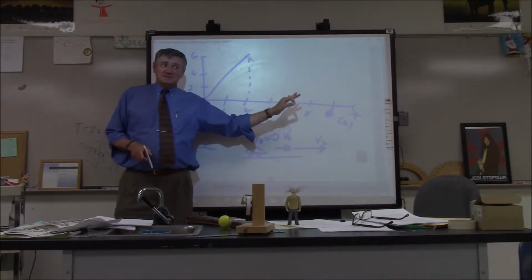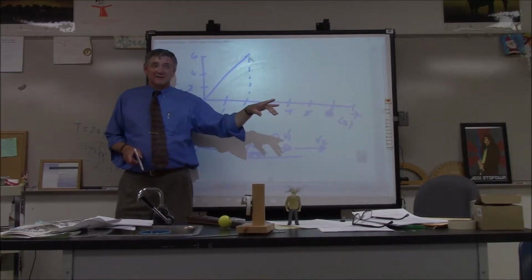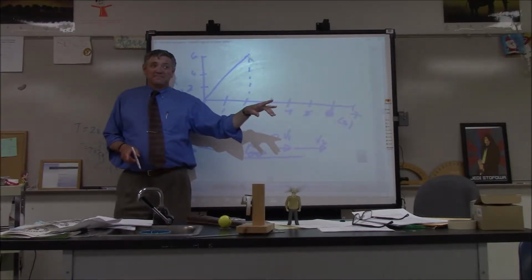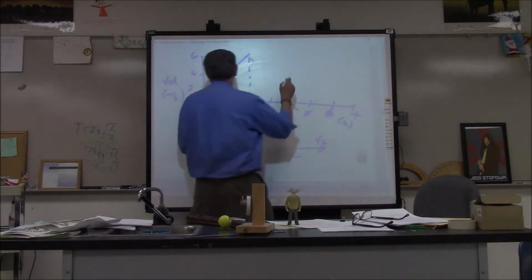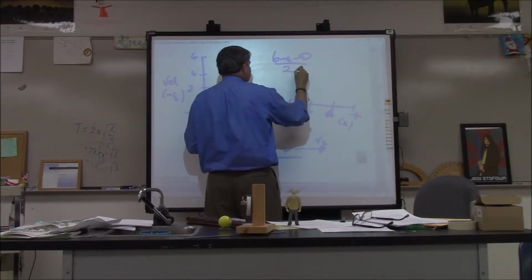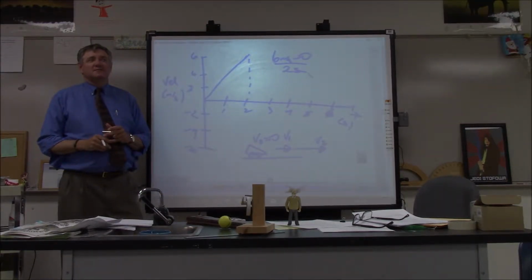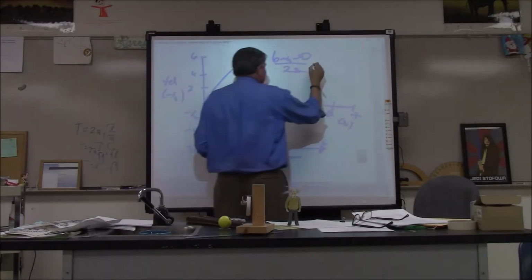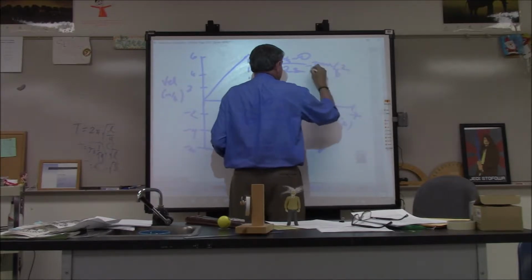I want the physics slope. So what else do you need? Units. So what are the units? Meters per second. Let me give you a hint. You got 6 meters per second minus 0 divided by 2 seconds. Meters per second squared. Beautiful. So 3 meters per second squared.